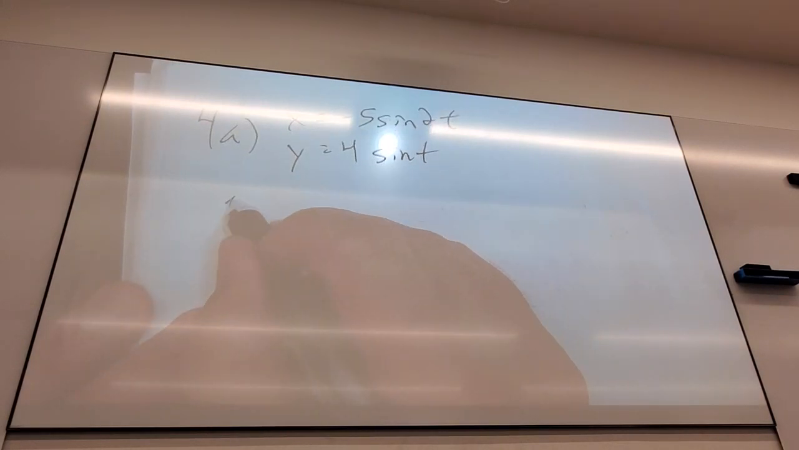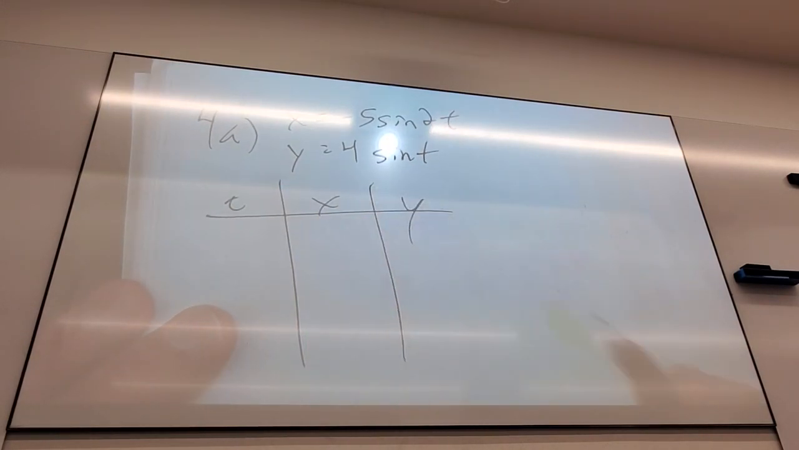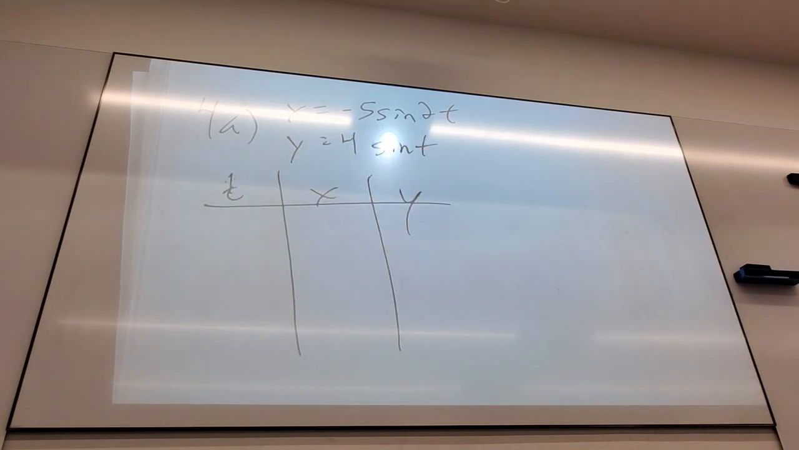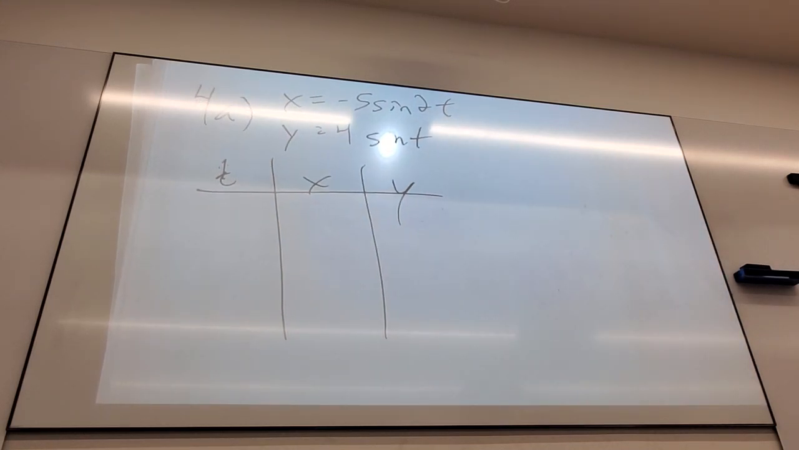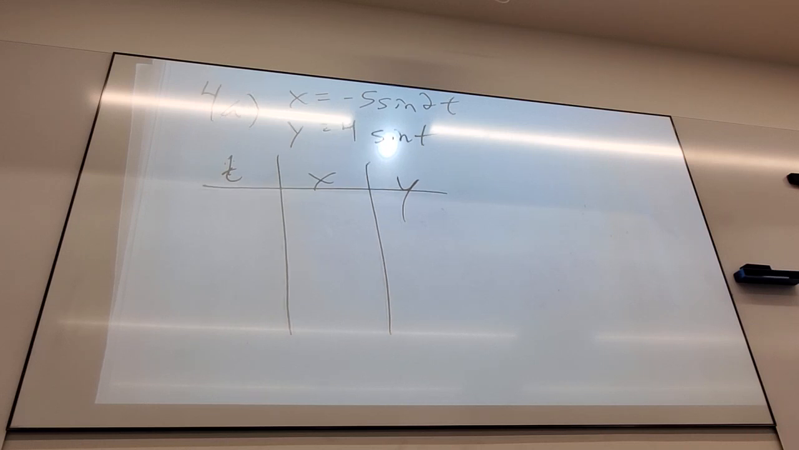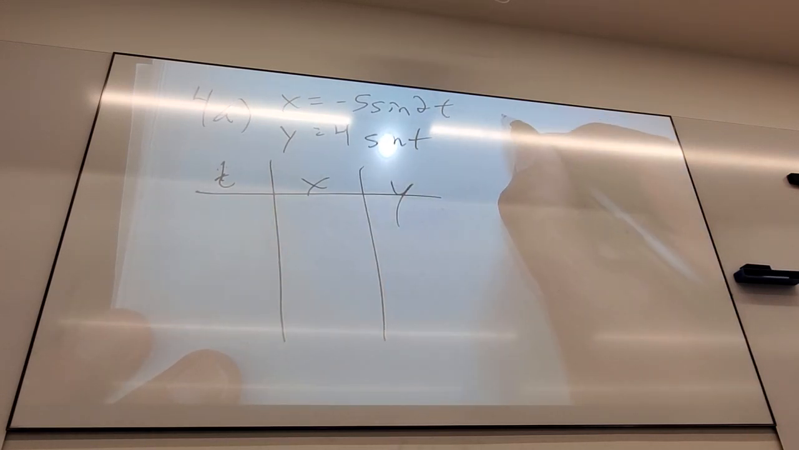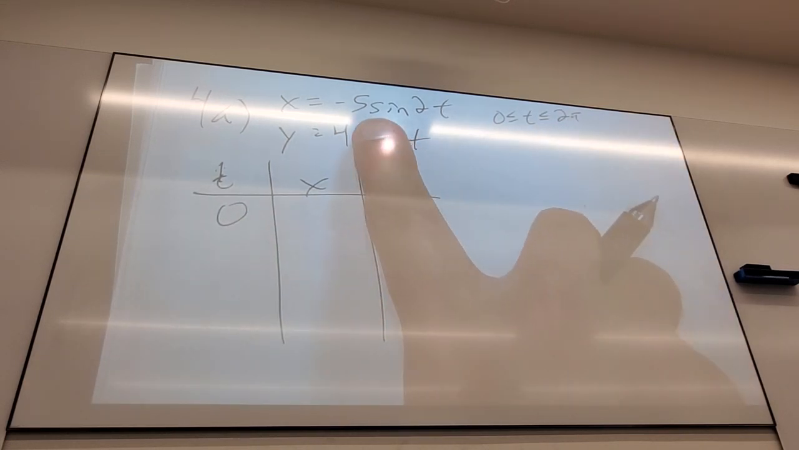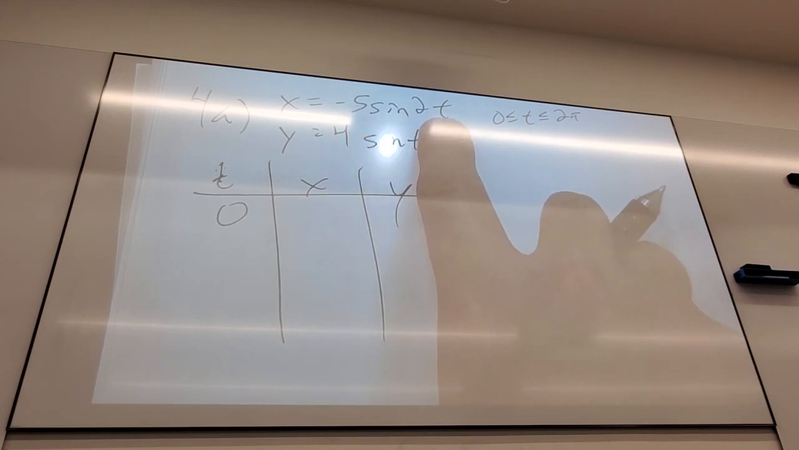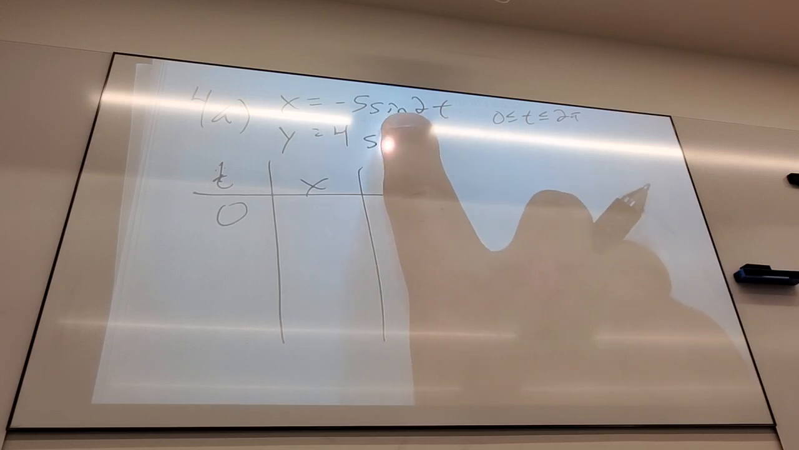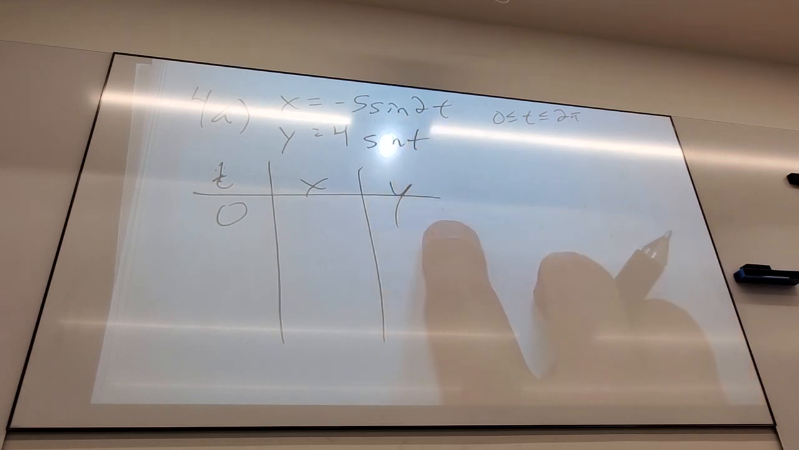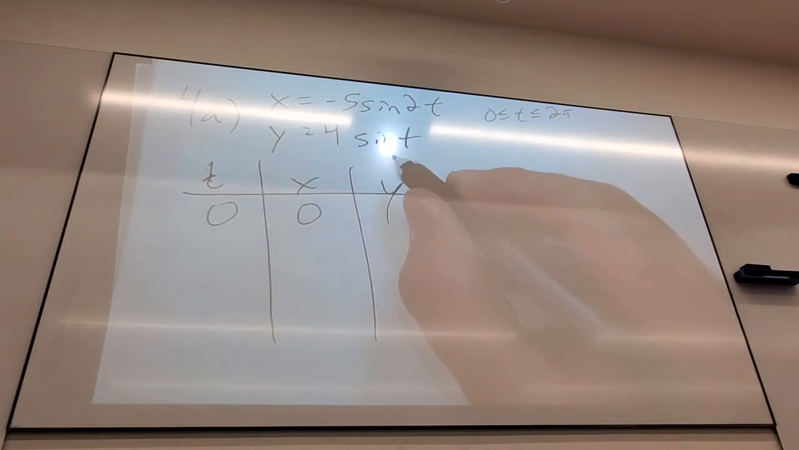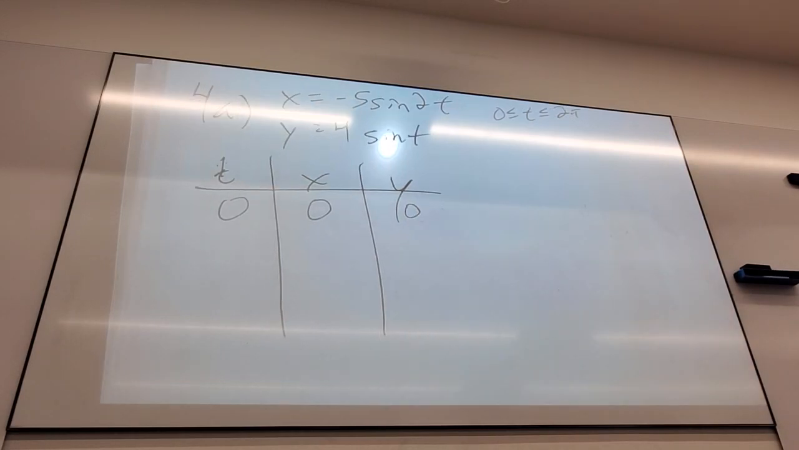All right, so let's make a T, X, Y table. Can we do 45 degrees? Yeah, sounds good. And I told you that T goes from 0 to 2 pi. So obviously we'll start with 0. What's negative 5 times sine of 0? What's the sine of 0? Yeah, sine of 0 is 0. So incredibly enough, the sine of 0 is 0. Okay. So it starts at the origin, neato.